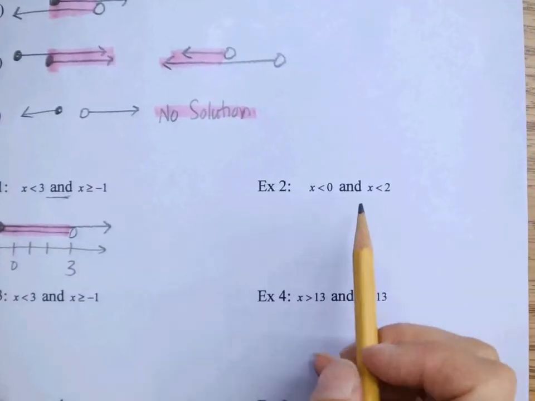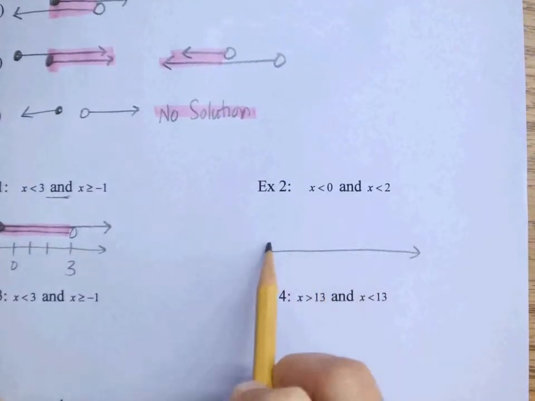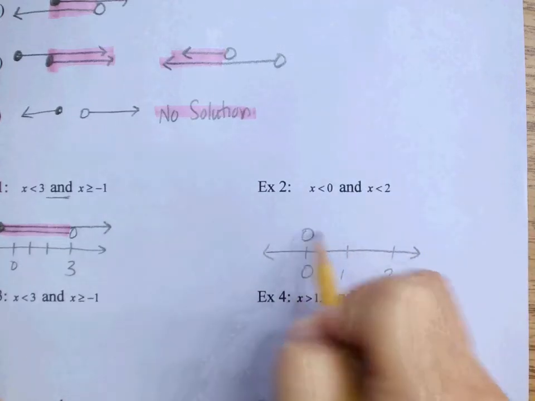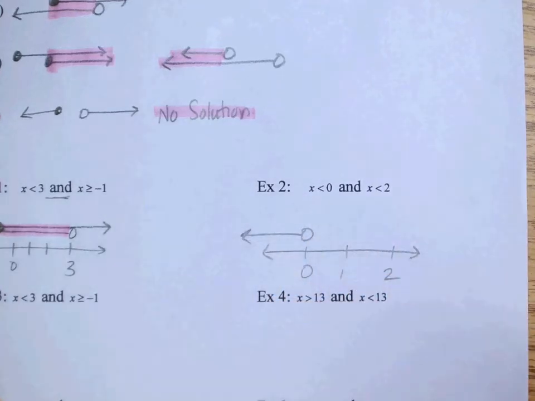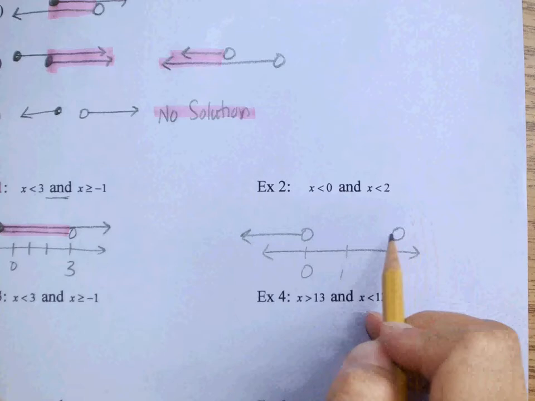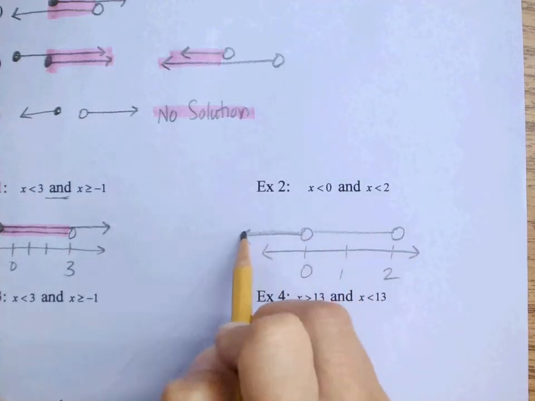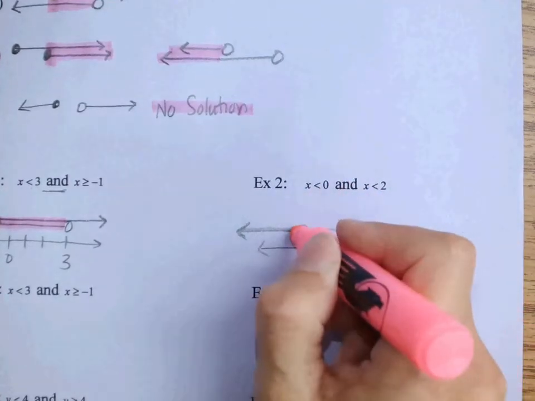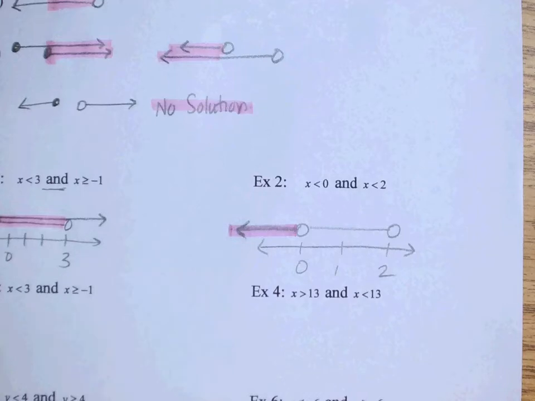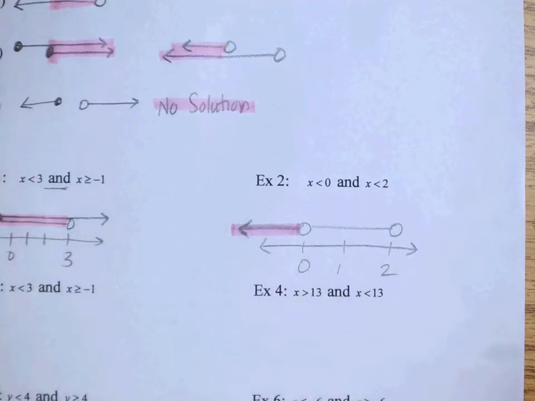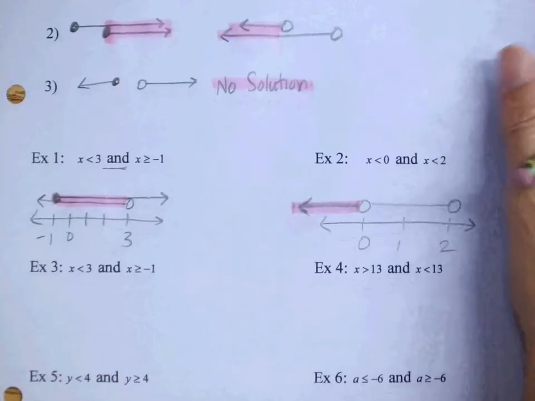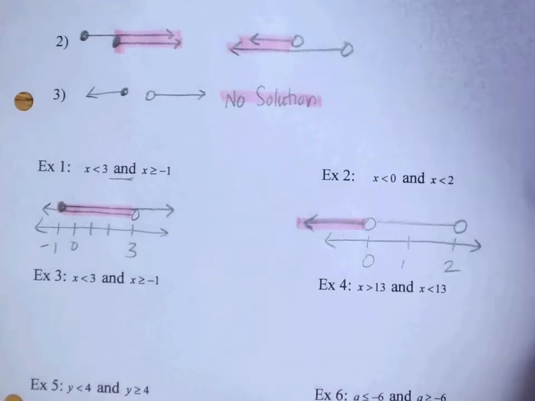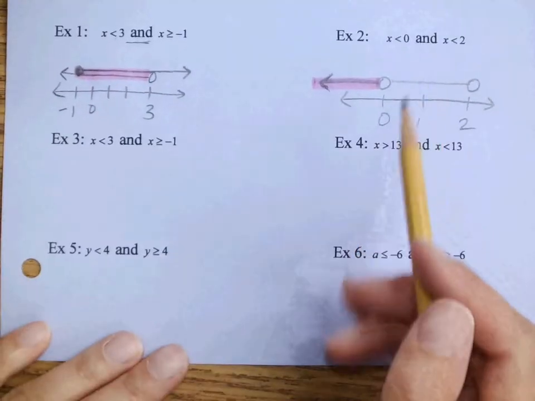Okay, the next one, example number 2. I have 0, 1, 2. At 0, it's an open circle, it's less than, so it goes to the left. At 2, it's an open circle. It's also less than, and it also goes to the left. And so where they overlap is to the left of 0, past that open circle. That's the solution for number 2. So before we go on to number 3, again, what I'm highlighting are the solutions for these compound inequalities.